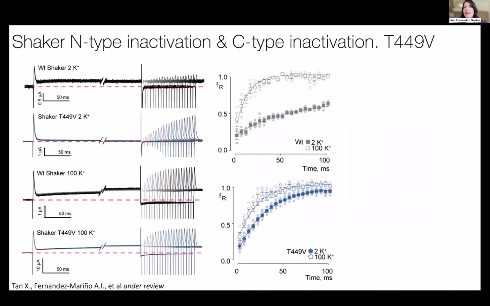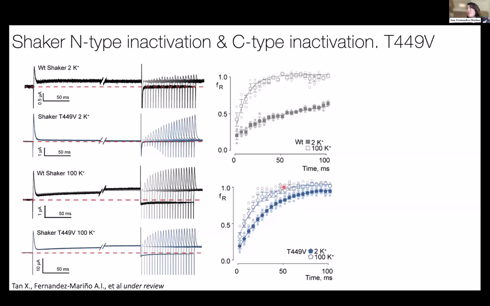So what you're seeing here is the same protocol for the Shaker containing T449V in low K and in high K compared to the wild type. This is the fraction recovered for the wild type channel, and this is the fraction recovered for T449V, where I am not allowing the channels to undergo C-type inactivation. So you can see how the mutant is significantly less sensitive to extracellular potassium concentrations.